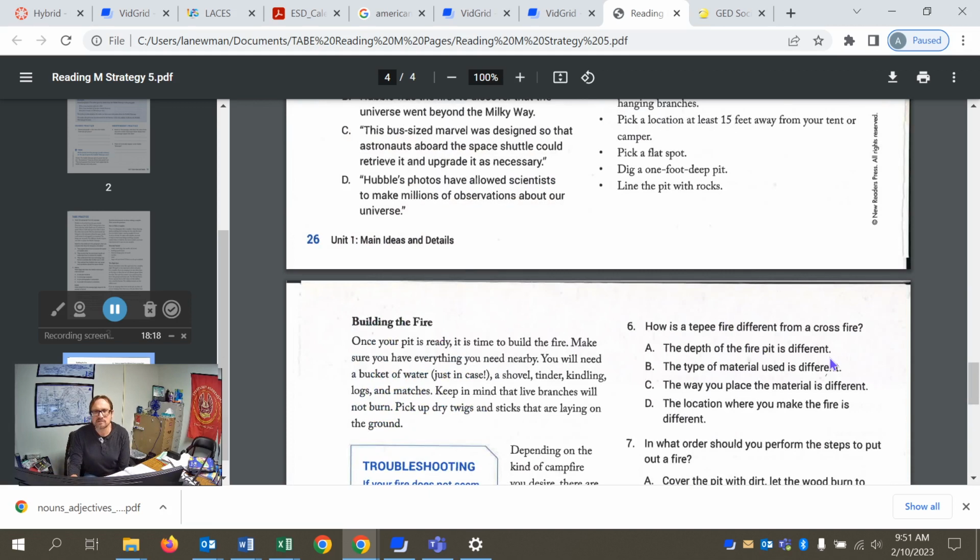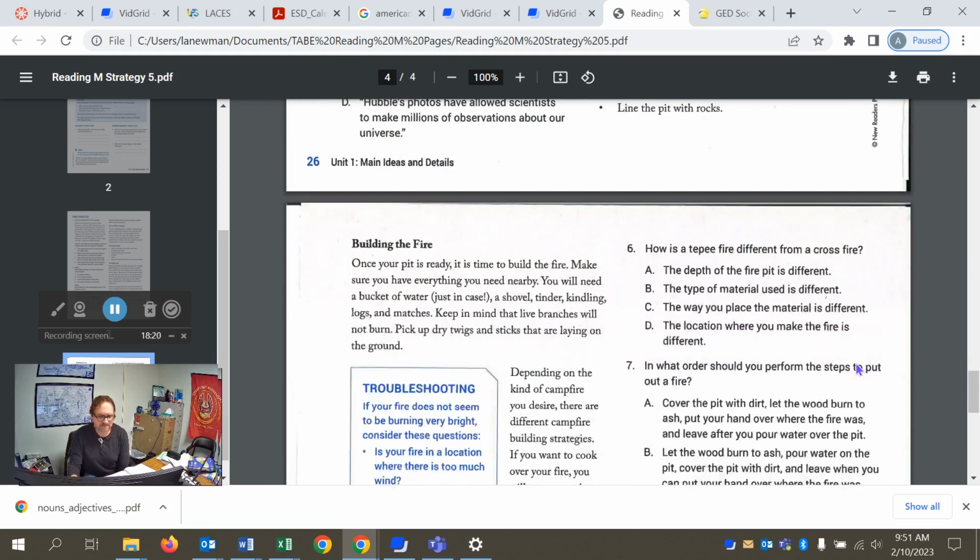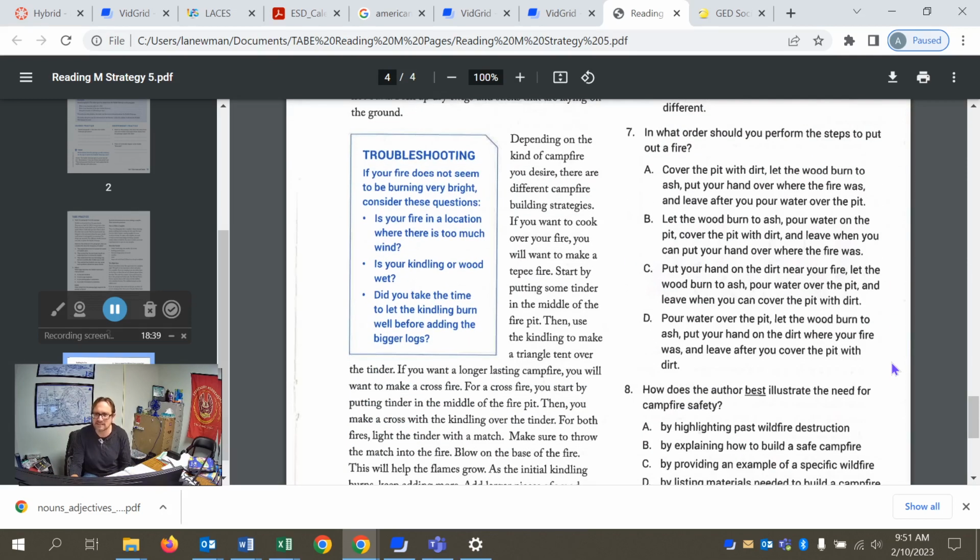The questions, however, were pretty straightforward on this. Number 6, how is a TP fire different from a crossfire? And don't be like me and be tempted to overthink it. It's just C, the way that you place the material is different. You build it either in a TP shape or a cross shape, depending on your needs. Question 7, in what order should you perform the steps to put out a fire?